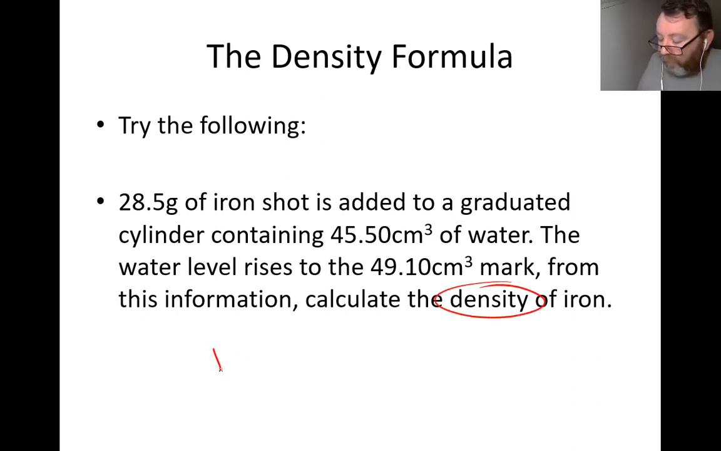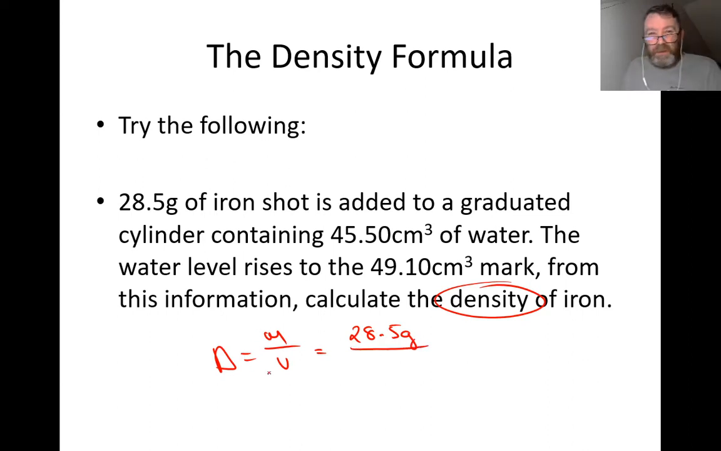So you write down the formula. Density is mass over volume. Now we still have the mass. The mass is related to the weight, 28.5. So 28.5 grams goes on top. And then the volume. Again, we're not given the volume directly. What are we told here? We're told that the iron is added to a graduated cylinder.